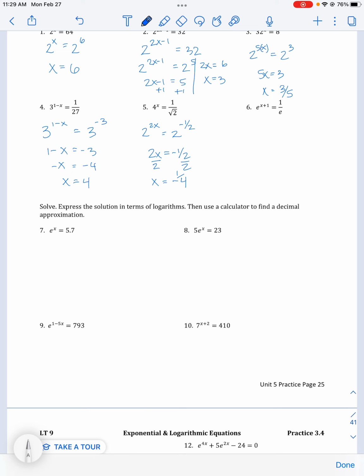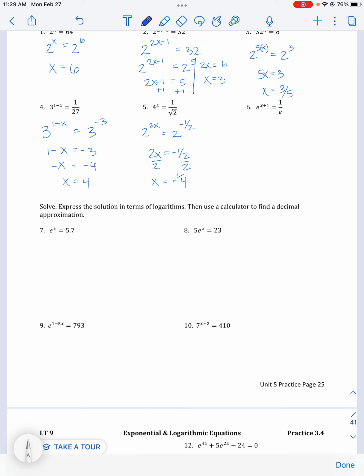Okay, now in number 6, I've got a base of e. No big deal. e is the natural base, so I'm going to undo a natural base at some point, probably with a natural log. But if that's not the case in these problems, I might just have to raise both sides to the same power and then set the exponents equal. I'll probably have to use the natural log in the following problems. In fact, I know I will.